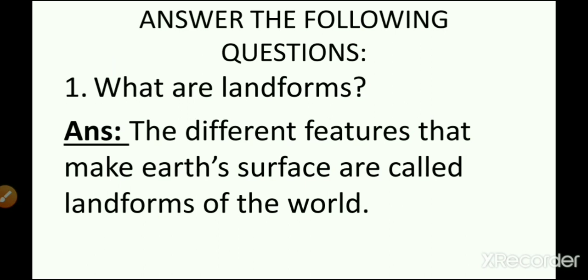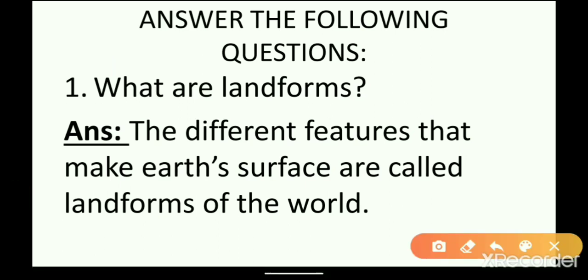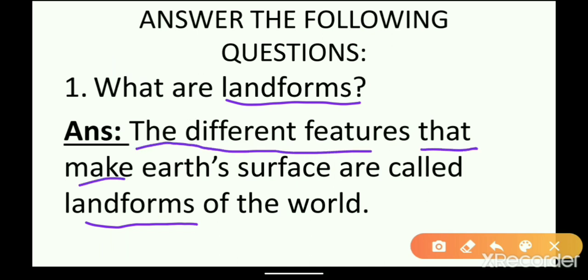Answer the following questions. First question, what are landforms? The different features that make Earth's surface are called landforms of the world. So we see different features like mountains, hills, they all make our Earth's surface, so that are called landforms.